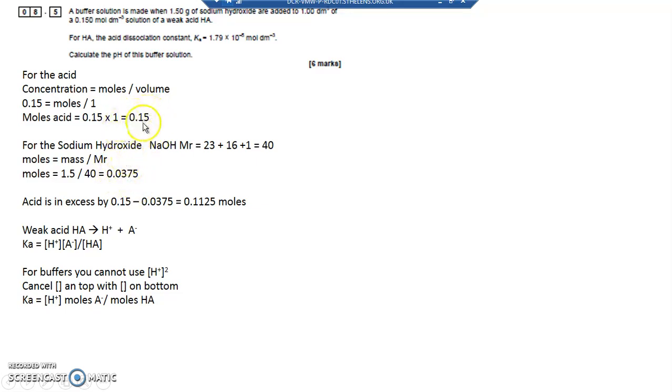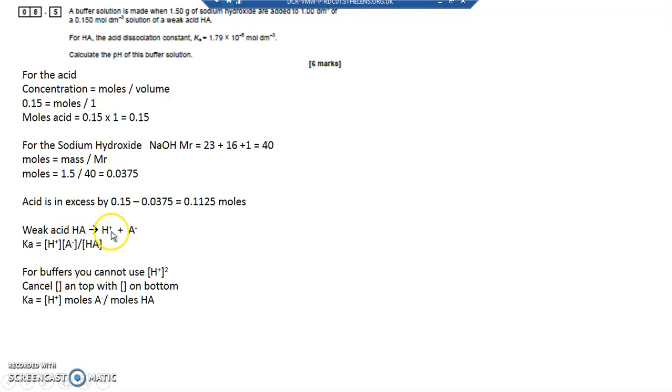Which is the larger? The acid, so the acid's in excess. So let's work out how much by. 0.15 take away 0.0375 is 0.1125 moles of acid in excess. Now I know a weak acid, HA dissociates to make H plus and A minus, and for a weak acid my equilibrium constant, my acid dissociation constant, Ka, are the concentrations of these on the right hand side divided by the concentration on the left hand side.